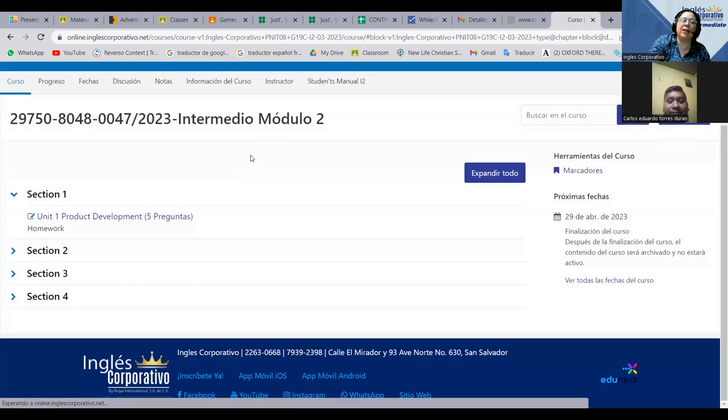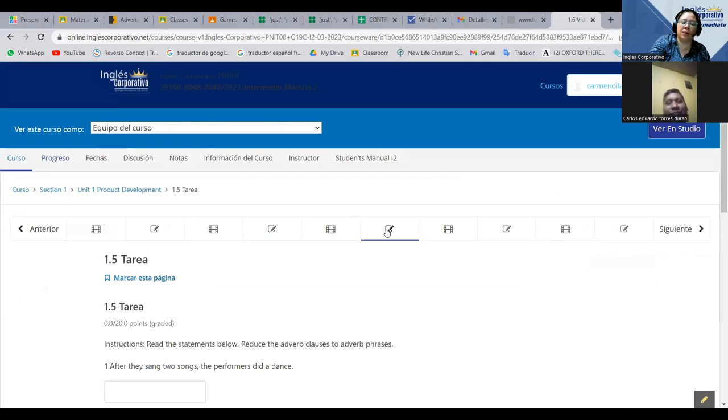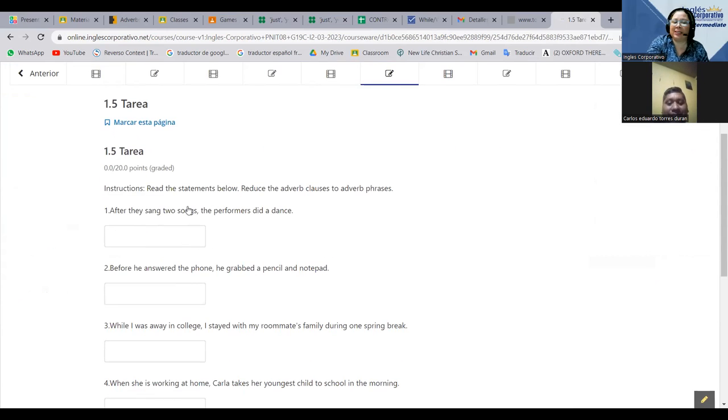Muy bien. ¿Y ya hizo las tareas? ¿Ya hizo la tarea número uno y la dos? Sí, solamente la tres, que no la había entendido ayer en la noche, pero ahora sí ya terminé de captar la idea. Es para reducirlas. Entonces dice, read the statements below. Reduce the adverb clauses to adverb phrases. Entonces acá lo que va a poner sería after y luego quitar el sujeto. Ok. Muy bien.